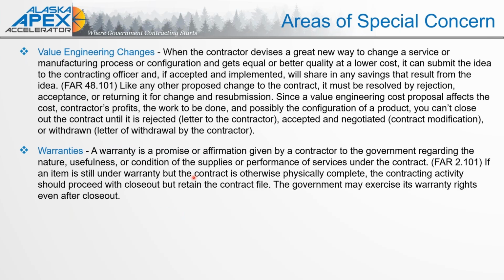And of course, the last couple areas I'll talk about are any value engineering changes and warranties. So these are all the areas identified that the contract closeout officer, if it's not the same as the contracting administrator, has to go through and verify that all of these things are in place and none of these areas of special concern were an issue for the performance of that contract.